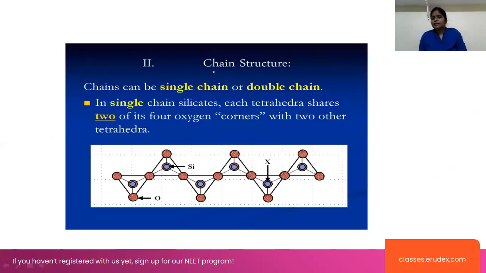Next one is the case of the chain structures. Chains may be single chain or double chain. In the single chain silicates, each tetrahedron shares 2 oxygens of its 4 oxygens, at the corners, with 2 other tetrahedrons. Look, in this case, we are taking 2 tetrahedral units, then 2 oxygen atoms are shared here. 2 oxygen atoms are shared.